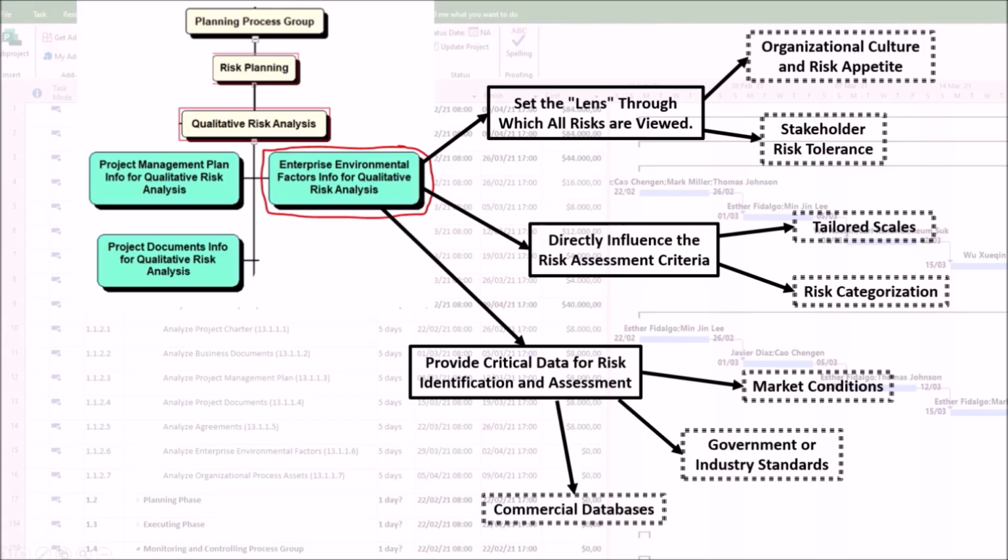Third, commercial databases. Access to industry risk databases, academic studies, or benchmarking data, which is an enterprise environmental factor, provides objective baselines for judging probability and impact. Fourth, geopolitical climate. Political instability, trade policies, or regional conflicts, which are enterprise environmental factors, are critical for assessing external risks.